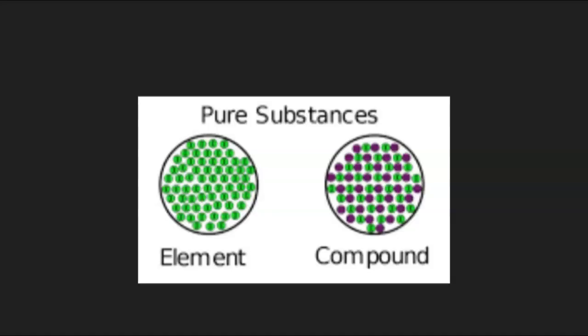This image is just showing us what the difference in pure substances would be. For an element, those atoms are all the same, so you'll notice they're all green circles that are included in the composition. And for a compound, there are two. One is purple, one is green, and it's distributed evenly throughout the substance.